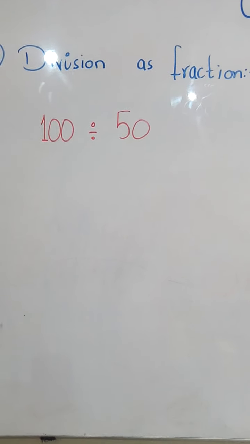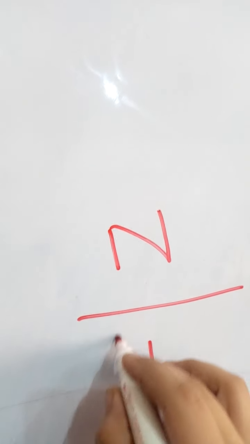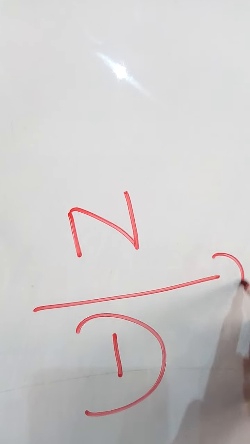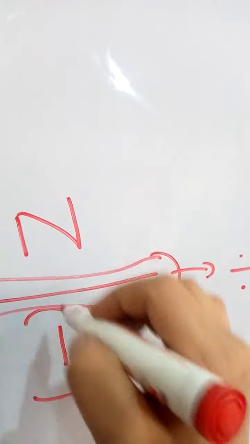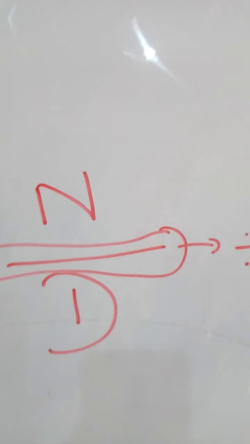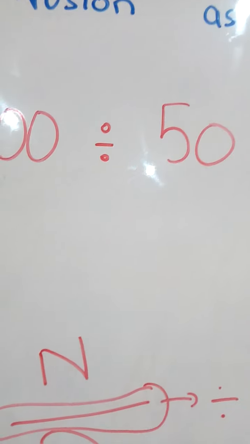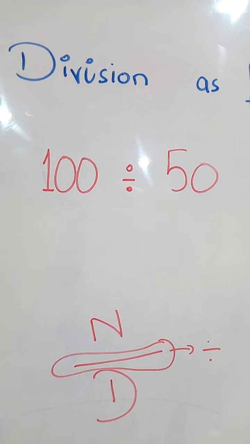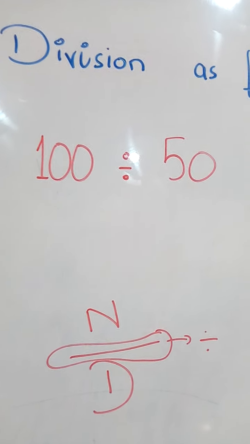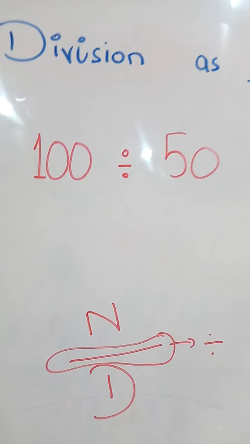And if you remember, a fraction is written like this. The numerator comes first, then the fraction bar, and then the denominator. So this fraction bar means that you have to divide the numerator by the denominator. So don't get confused if your question comes in this form. You just have to put the numbers in the correct placement and then you will get your answer.